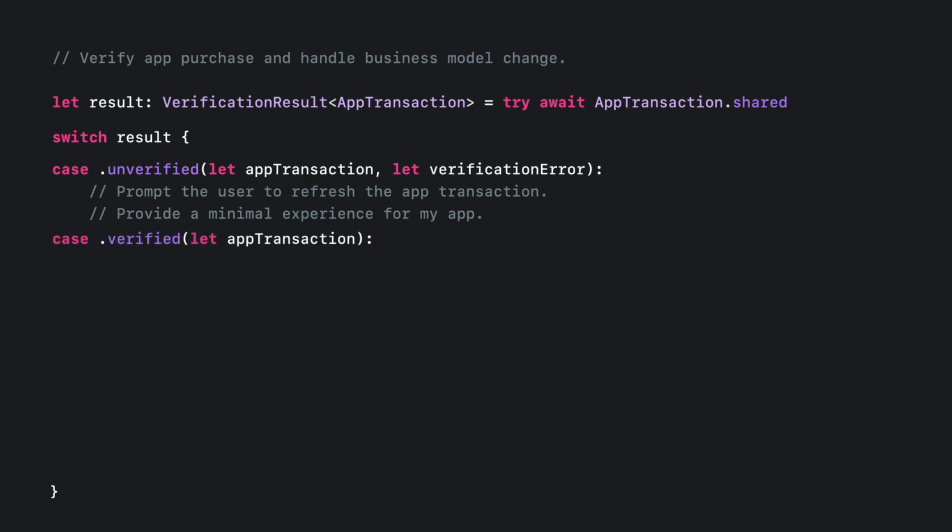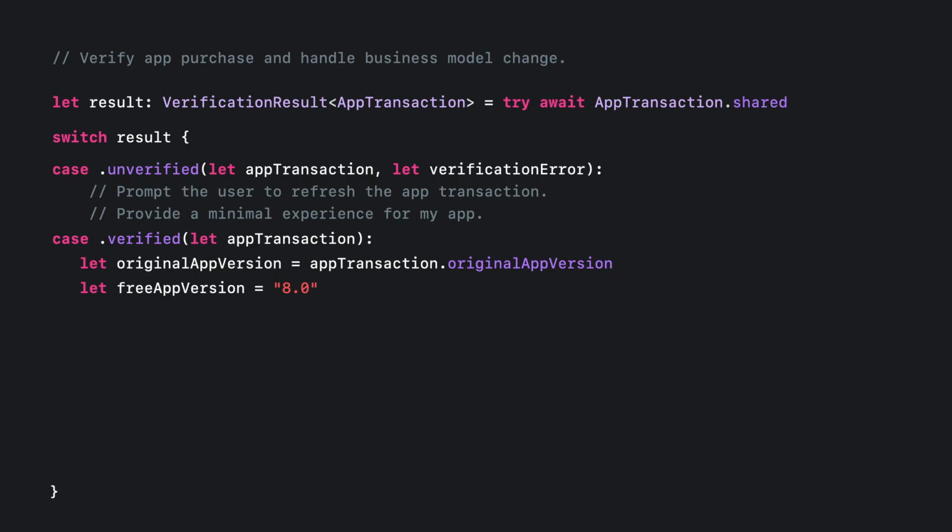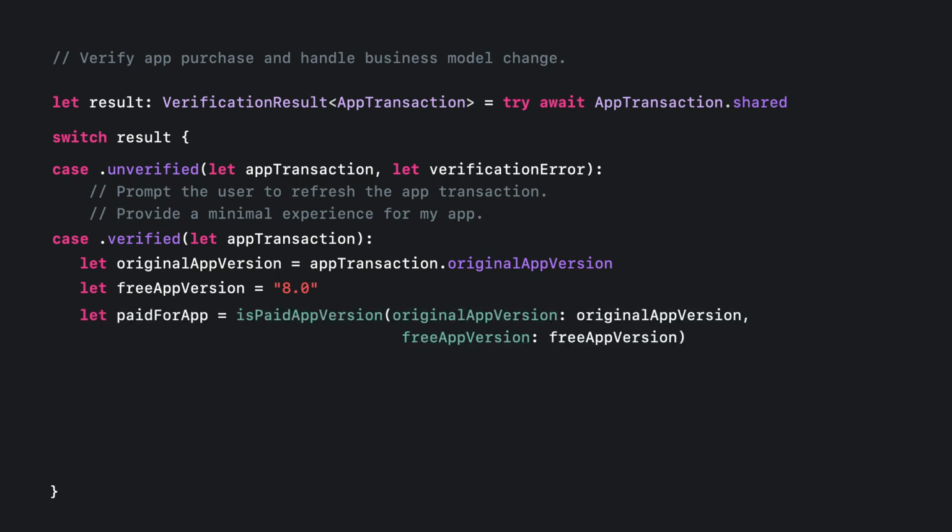If the result is verified, I'm going to use this as an opportunity to check whether the user has purchased my app. Customers that purchase my app should be granted the services they paid for. For this, I'll use the originalAppVersion property. This property lets me know the app version in which the customer had downloaded my app for the very first time. Version 8 is the version in which my app became free with in-app purchases. I'm going to pass the customer's original app version to my function, which checks if the user purchased my app before version 8. And with that, I can make an informed decision about how I should go about providing premium content to my users.